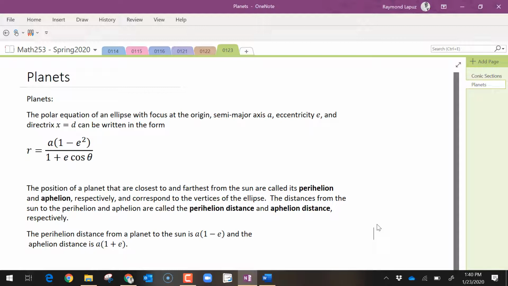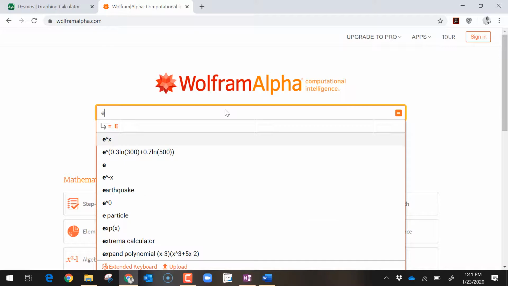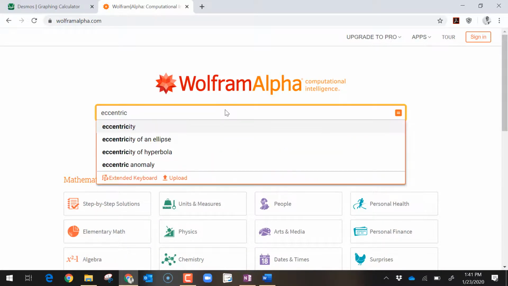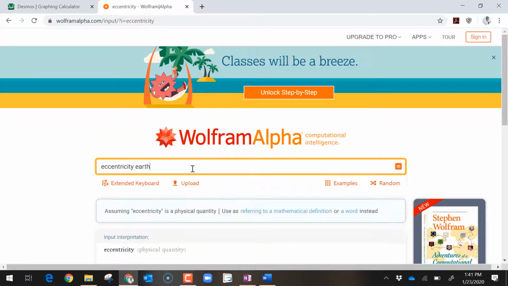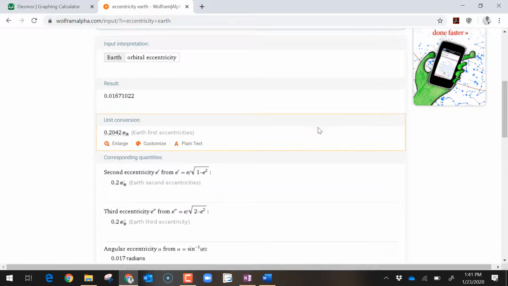It's less than one, right? It turns out that it's almost like a circle, and you know that as the eccentricity gets closer and closer to zero, it becomes more of a circle. So it should be probably like 0.1 or 0.01 or something like that. So let's find out. Did you know that you can ask Wolfram almost anything? Oh, you can Google too, I guess.